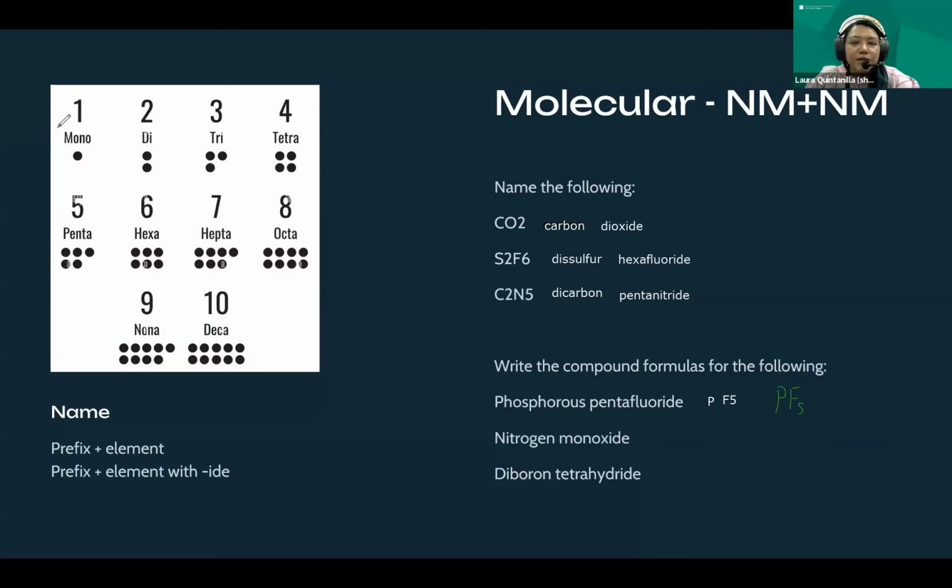Okay, so let's do the next one. Nitrogen is N, mono is 1, and oxide is for oxygen, so that one would just be NO. And then the last one is diboron. Di is 2, and boron is B, so we're going to do B2. And then tetra is for hydride, that's from hydrogen, so it's going to be H4. So as long as you remember these prefixes, these molecular ones should be pretty simple to go through. Right?